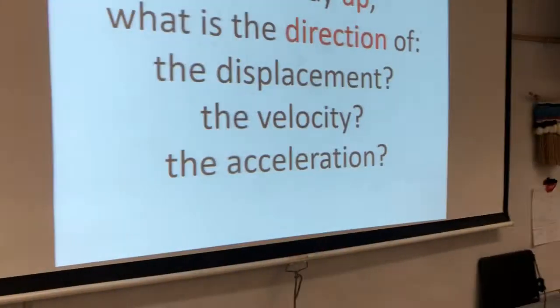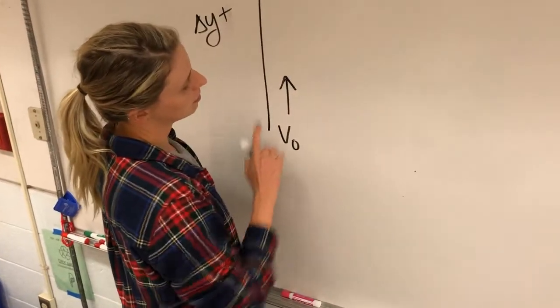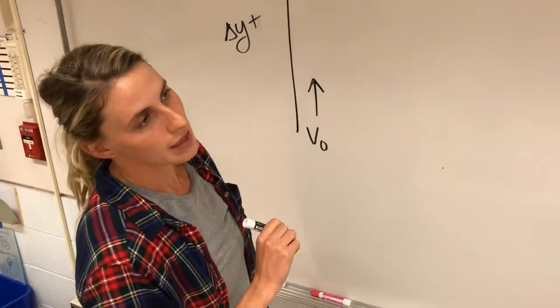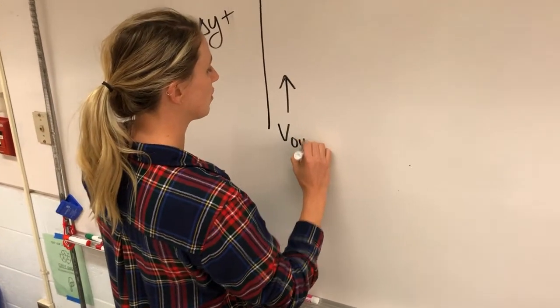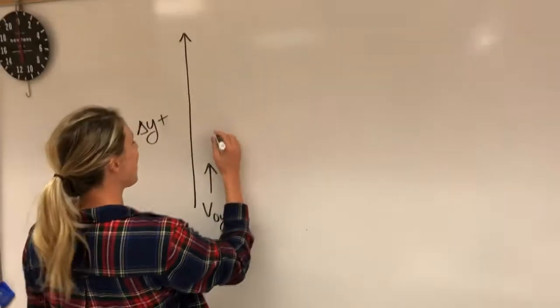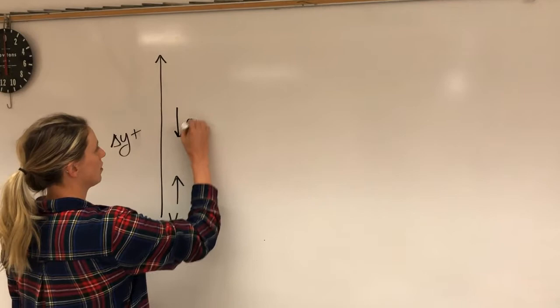The velocity is going to be positive. And the acceleration. Shouldn't that be the velocity original in the y direction? Oh, thank you. And then acceleration, aka gravity, is always pushing down. Not pushing, but pulling down.